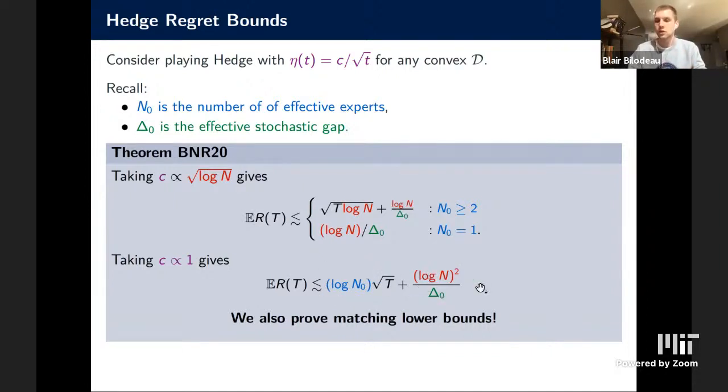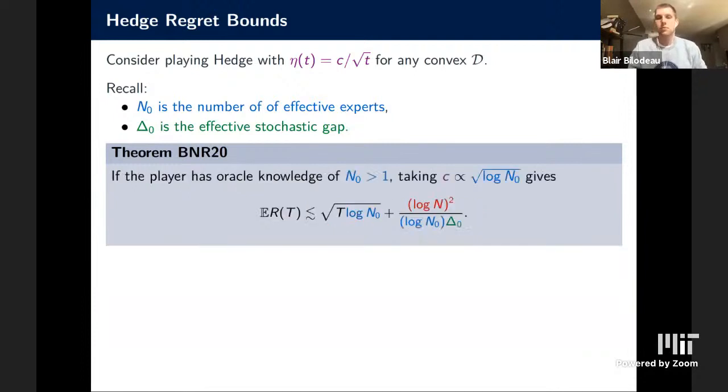It's also slightly suboptimal in the stochastic case. It has to get this log n squared term. And so, of course, we proved matching lower bounds for this Hedge performance in these settings. So these are actually the rates that it achieves. That's showing that Hedge cannot adapt to whatever setting it's in, at least cannot adapt optimally.